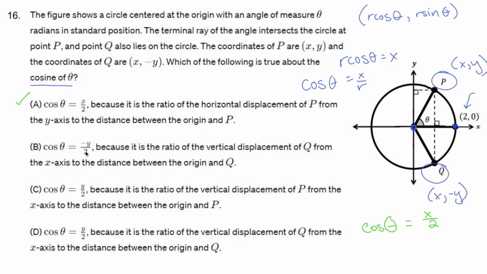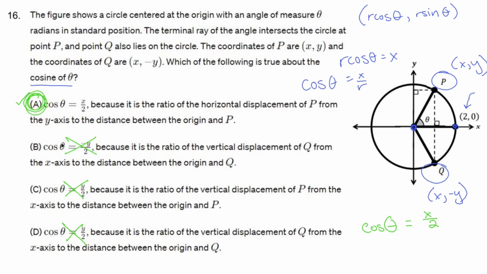Cos theta equals negative y over 2? No, that would kind of be like sine, but upside down. Cos theta equals y over 2? No, that would be regular sine. And cos theta equals x over 2. Well, that sure made life easy, didn't it?